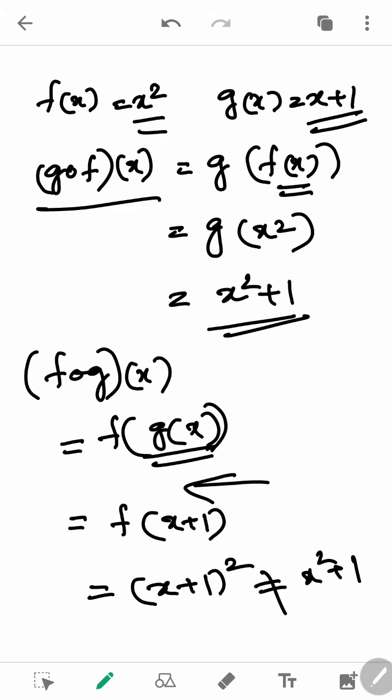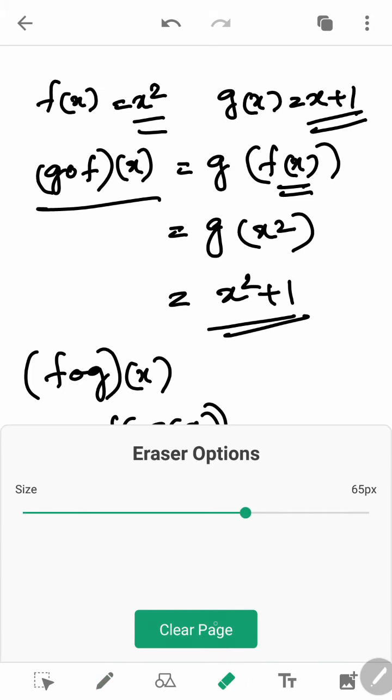That means g composition f is not equal to f composition g. That means composition of functions is not commutative. Composition functions are not commutative.